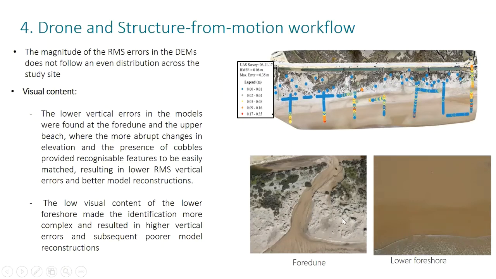For example, this picture shows the area of the lower foreshore. And as you see in this area, for the software and the algorithms, it is very difficult to find common features that are easily distinguishable from image to image. On the contrary, if you go to an area of the foredune, you have much more visual content and different textures, not just this plain texture of the sand. So for the software, the reconstruction is much easier, leading to lower vertical errors in the area.